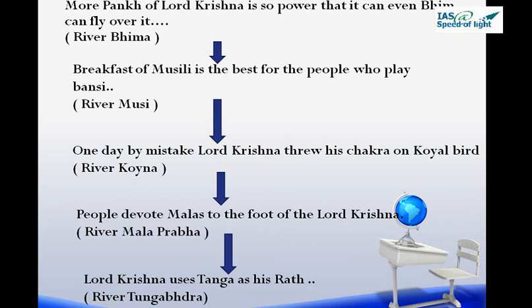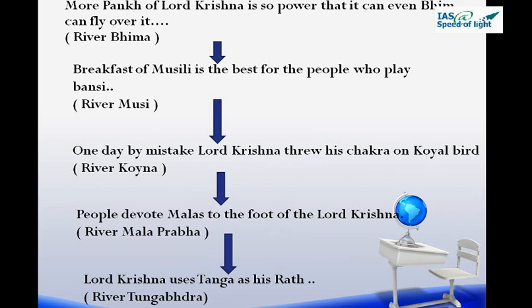Going ahead, now coming to the third part, which was chakra. Chakra which Lord Krishna keeps with him. So one day by mistake, Lord Krishna threw his chakra on a Koyal bird, and the Koyal bird died. So just imagine Lord Krishna throwing his chakra to a Koyal bird by mistake, and then he felt villainous for it. So with chakra, we are relating it with Koyal bird and river Koyna.